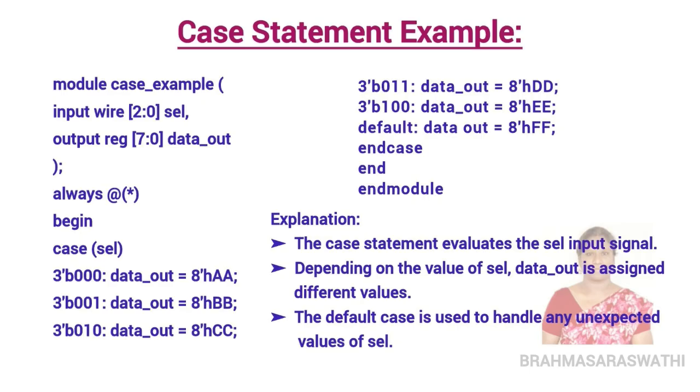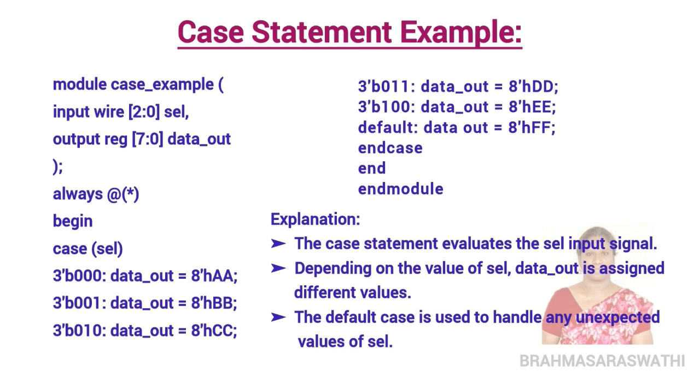You see the statements below. You see the first statement, 3'b000: data_out = 8'hAA; semicolon. In the first statement, 3'b000 is the selection input. It is a binary representation, 000 is the first condition, and when it is 000 the data output is the 8-bit hexadecimal representation AA. You see the second statement, 3'b001: when selection inputs are 001 the data output will be the 8-bit hexadecimal BB.